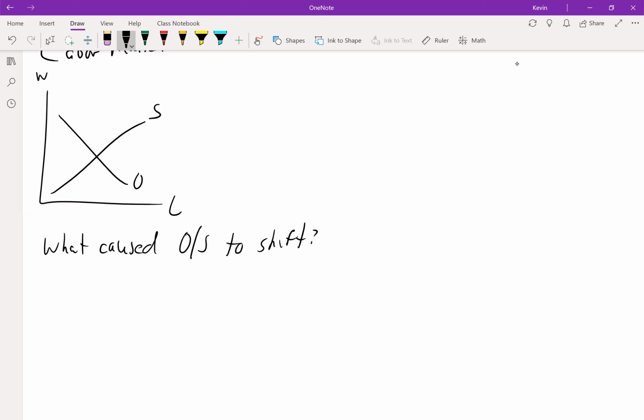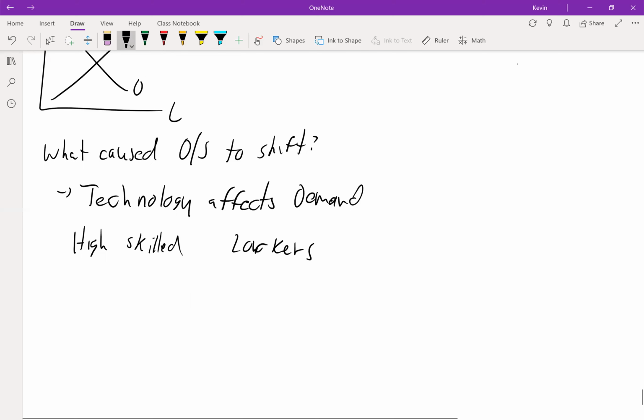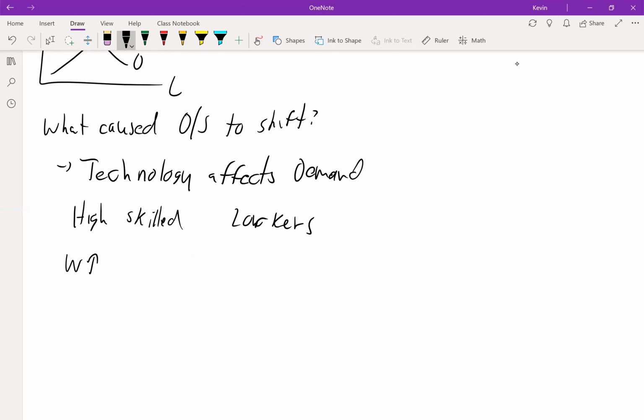And then we also want to know about that shift, how technology affects demand. And remember, for this, it depends on whether we have high or low skilled workers. Between these two workers, we saw that our technology depends on who we're talking about. If we have a high skilled worker, this technology causes our wage and our labor to go up, whereas for our low skilled workers, our wages and our labor both went down.